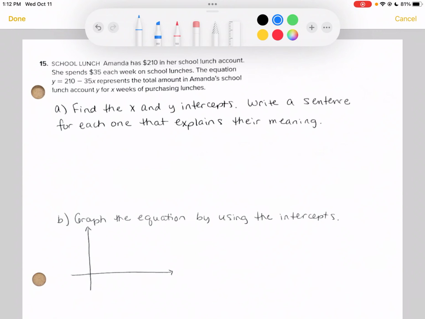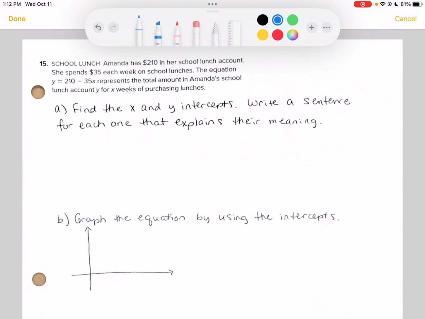All right, notes today start with question number 15. It says Amanda has $210 in a school lunch account. She spends $35 each week on school lunches. The equation y equals 210 minus 35x represents the total amount in Amanda's school lunch account y for x weeks of purchasing lunches. Okay, so it says find the x and y intercepts.